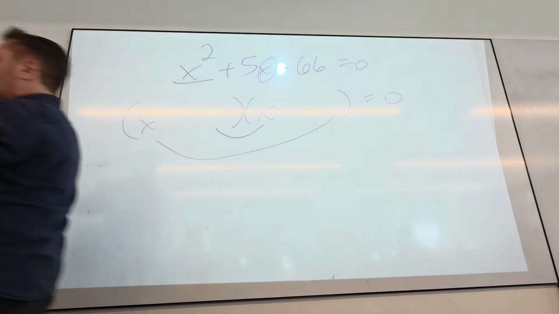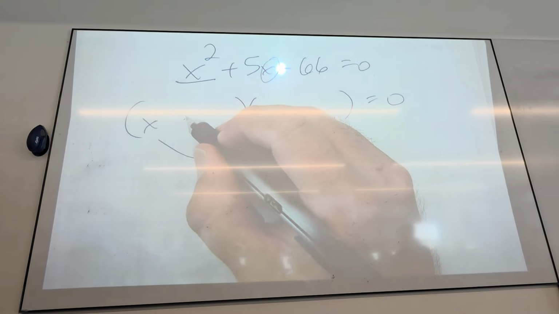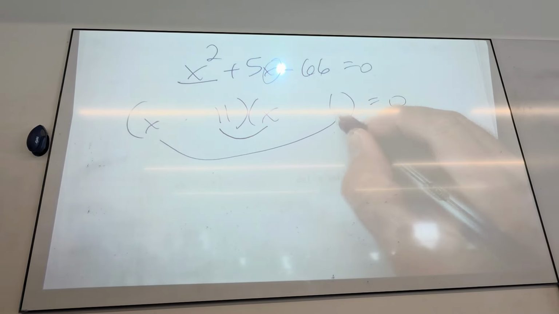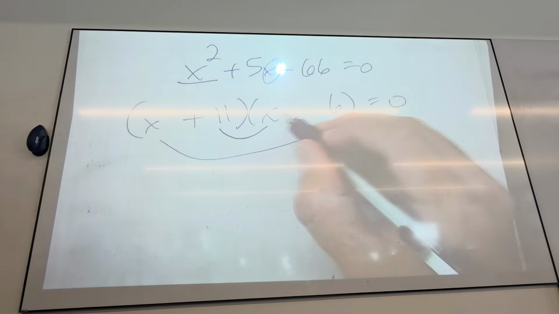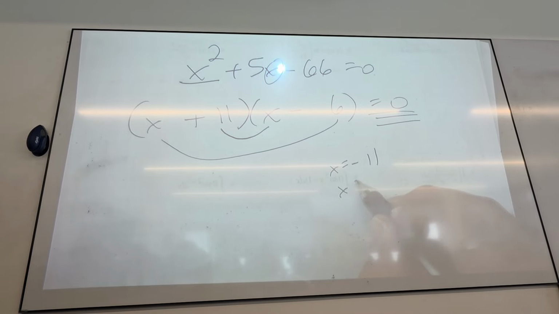So for example, real quick, does anyone know the numbers that work here? 11 and 6. And who's positive? 11. Yeah. So we cool with that? And then some of you guys are forgetting to solve it. You got to keep going and get what x is.